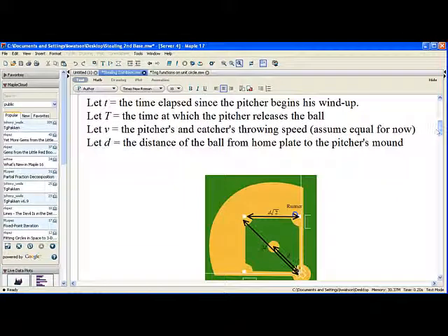Here's the model. On our baseball diamond, we're going to let D represent the distance from home plate to the pitcher, and D times the square root of 2 will be the distance between the bases, and 2D represents the distance from home plate to second base. T is going to represent the time elapsed since the pitcher begins his windup. Capital T will be the time at which the pitcher releases the ball. V will represent the pitcher's and the catcher's throwing speed. For now, we're going to assume they're equal, but later we'll allow them to be different. And D is the distance of the ball from home plate to the pitcher's mound.